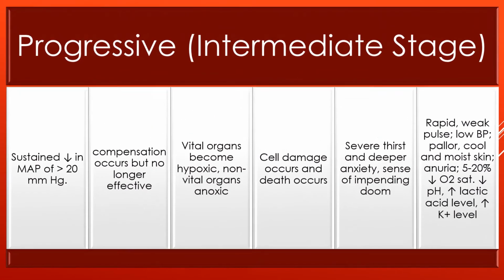Then we have the progressive stage. Cell damage occurs due to the buildup of toxins and tissues start dying out. There is deeper anxiety and the patient expresses concerns that something bad is about to happen. They may have immediate confusion.